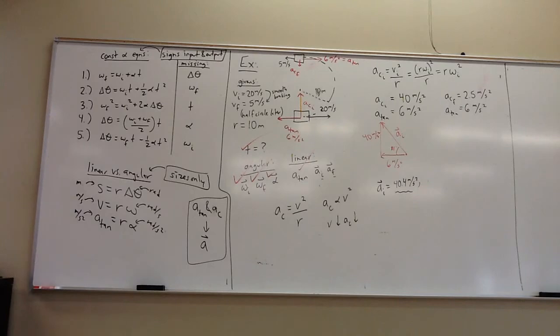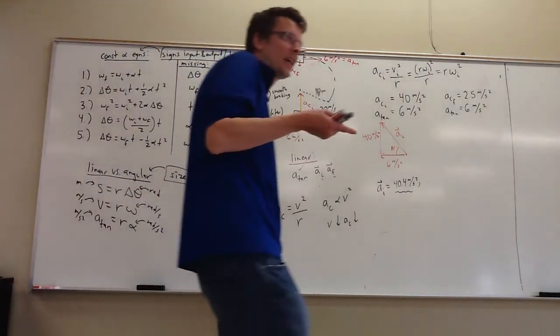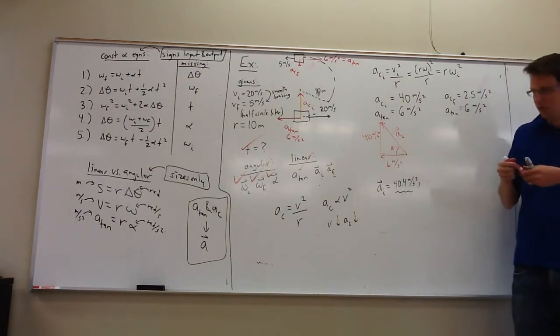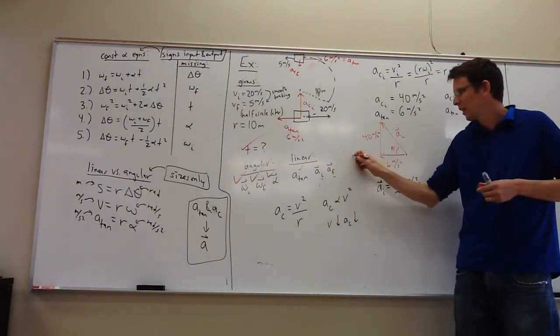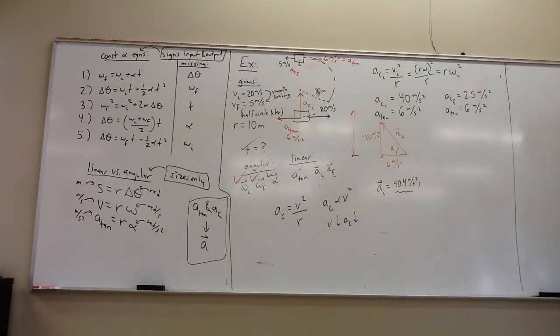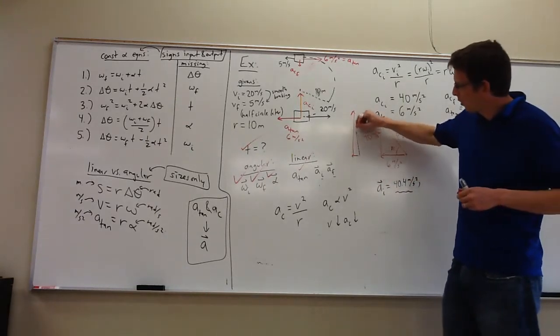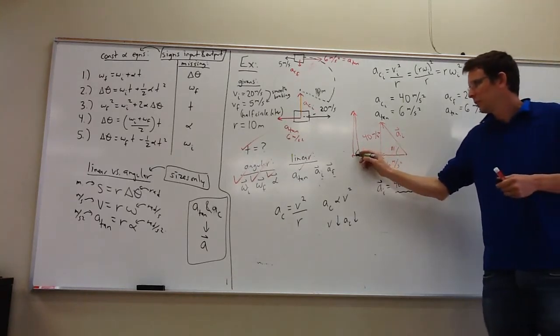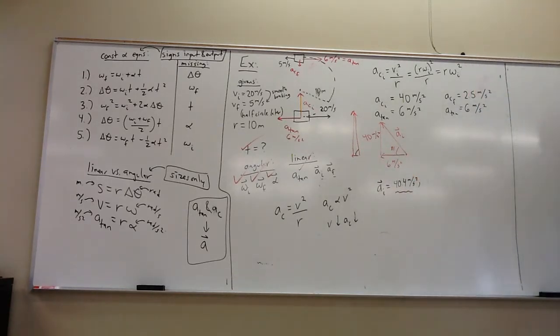In fact, this isn't really even drawn to scale, right? You have a tiny little tangential component. If we drew this to scale, it would look more like this. Tiny, huge, right? So you can see that A total is going to be very similar in length to the centripetal, right? So it's not any surprise that it's almost 90 degrees because it's got a very small tangential component, right?